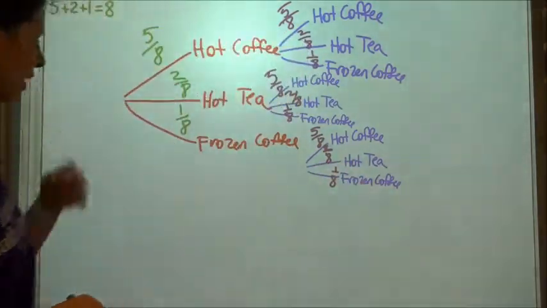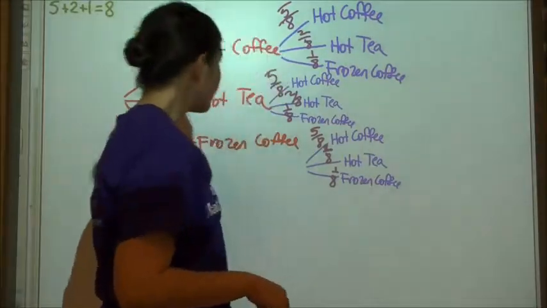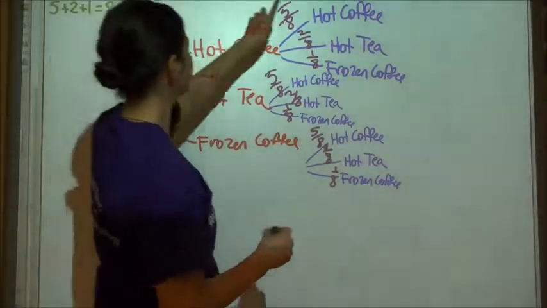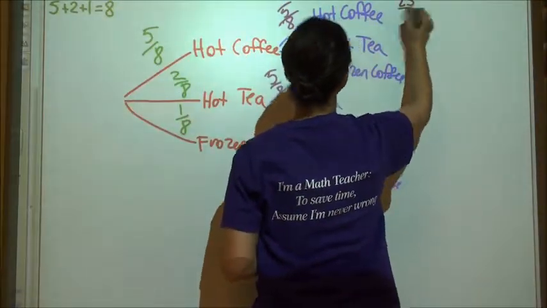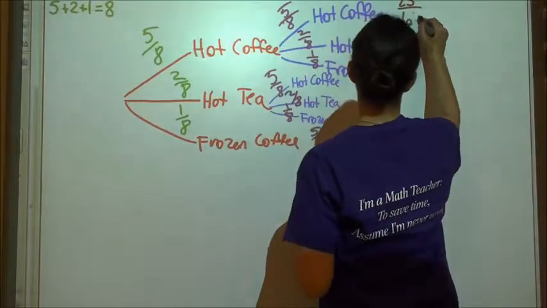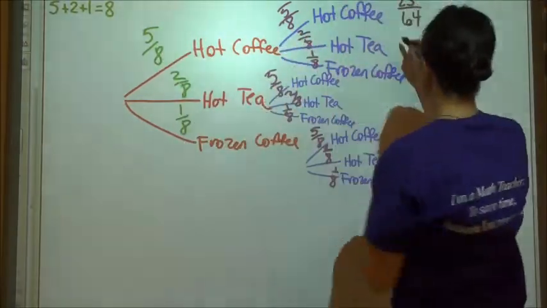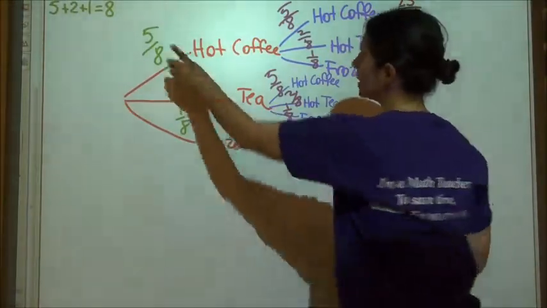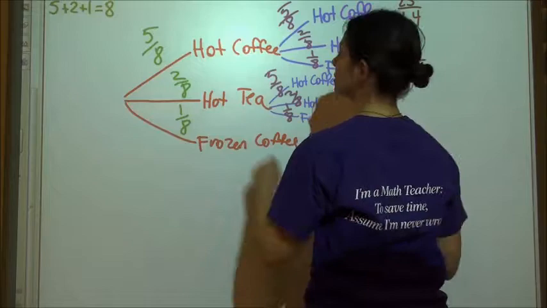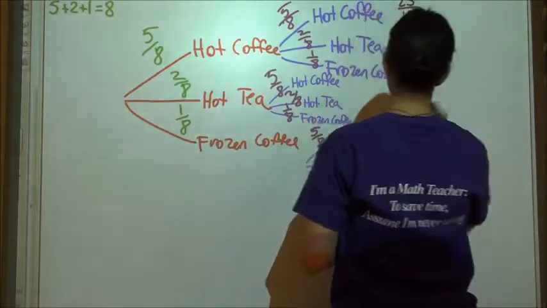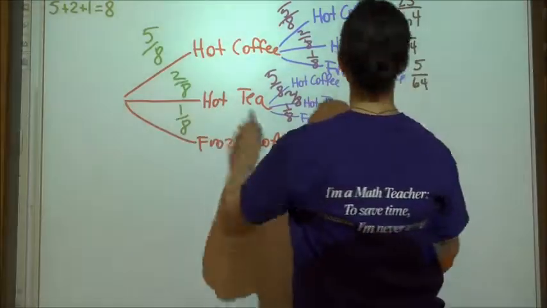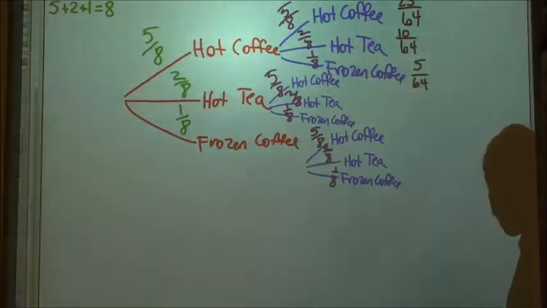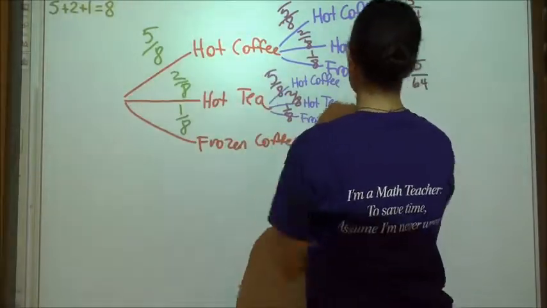Now, for each of these, to find the probability he gets hot coffee and hot coffee, you're going to multiply. So 5 times 5 is going to give me 25. And then 8 times 8 is going to give me 64. 5 times 2 is going to give me 10. And 8 times 8 is going to give me 64. 5 times 1 is going to give me 5. And 8 times 8 is going to give me 64. So now you'll notice these are all out of 64. And if you notice, we have all denominators of 8, so all of them are actually going to be out of 64. So now I have 2 times 5, which is going to give me 10.